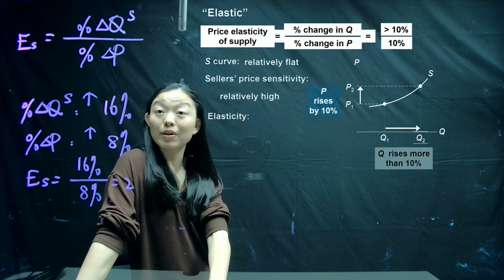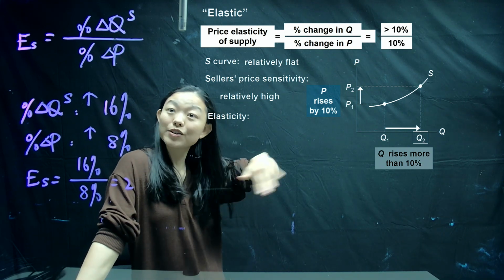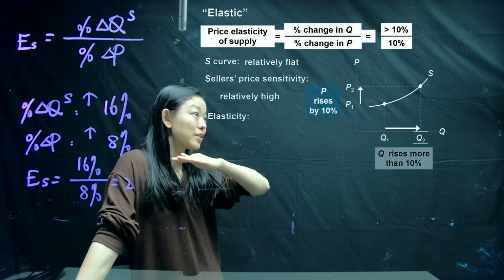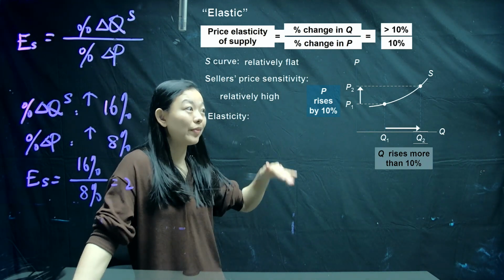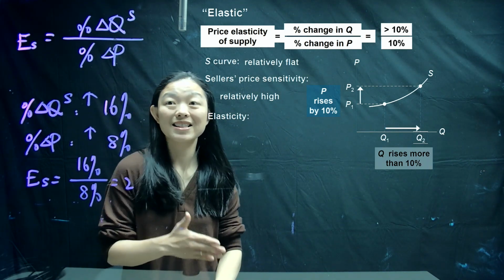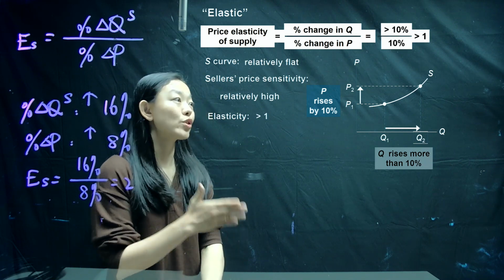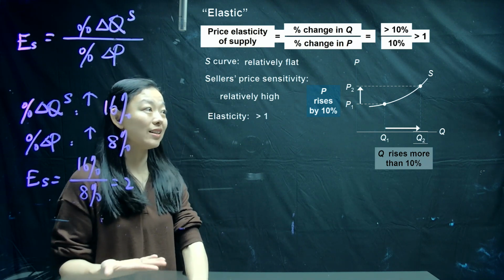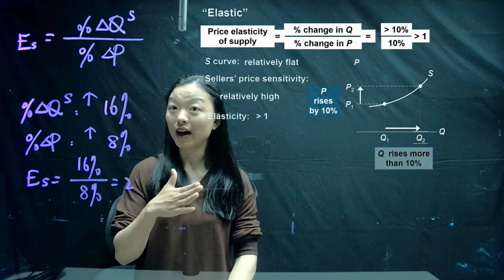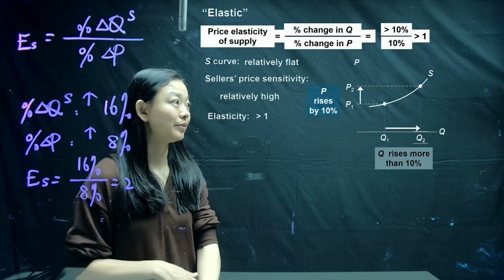Therefore, if the supply curve is flatter, or what we say is with a flatter slope, then we will notice the price elasticity of supply should be larger than 1. Should be larger than 1. So when elasticity is larger than 1, it means the supply will be elastic.